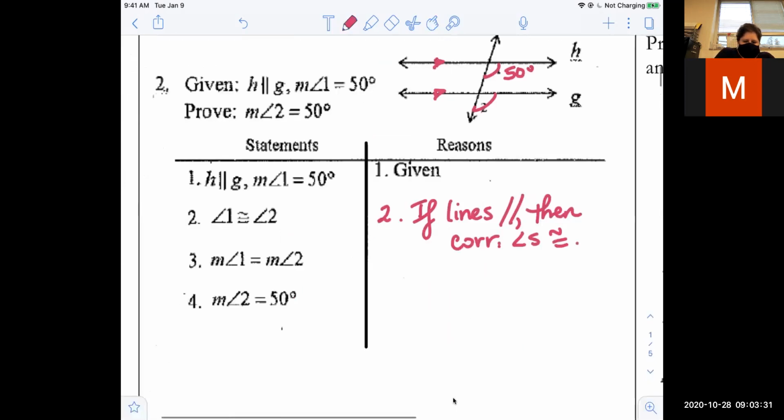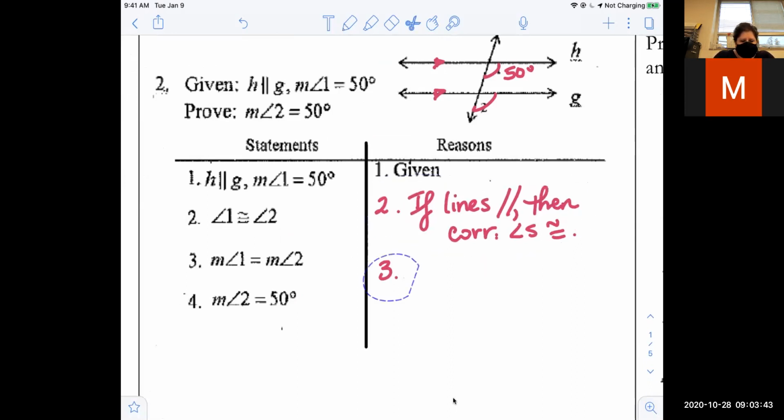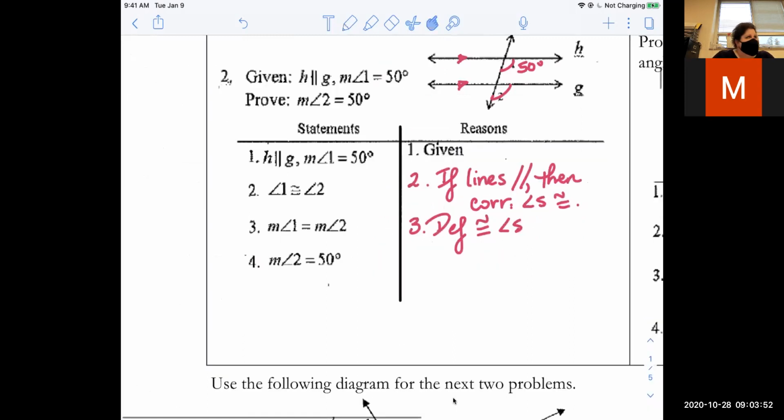All right, step 3 says the measure of angle 1 equals the measure of angle 2. Lily, what is that when you go from the angles are congruent to the measures are equal? Yep, that's what that is, definition of congruence. And you can say congruence or congruent angles. Okay. And then measure of angle 2 equals 50.